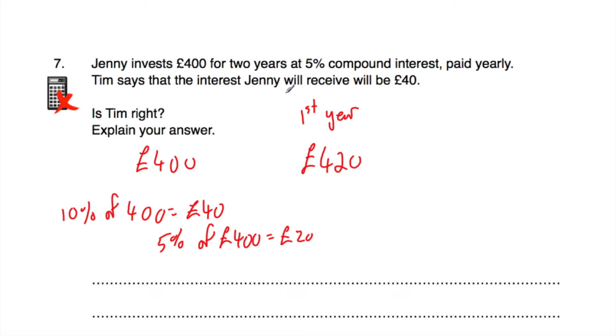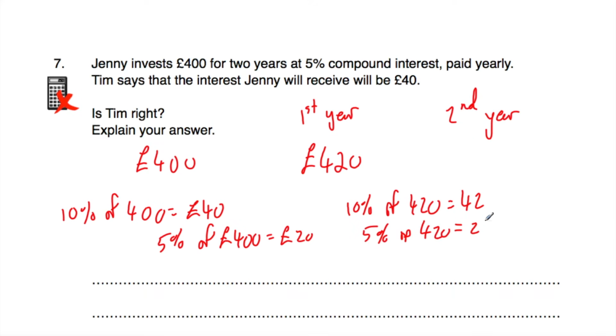Now, Tim says that the amount of interest that Jenny will receive will be £40. What he's done is he's doubled the £20 to be £40. But that's not going to be right, because after the second year, because it's compound interest, the amount of interest will go up. 10% of 420 would be equal to 42, dividing it by 10. And that means that 5% of 420 would be half of that, which is equal to £21.